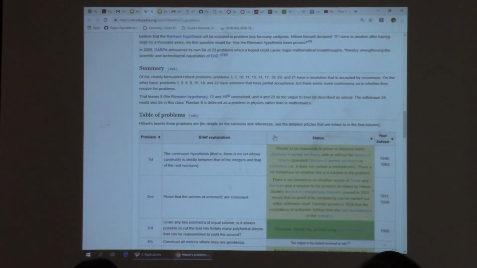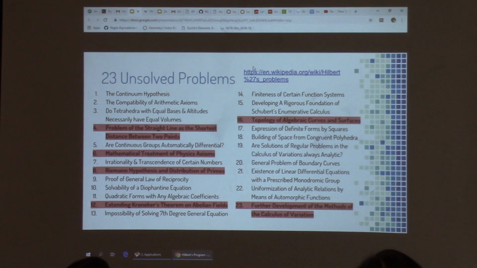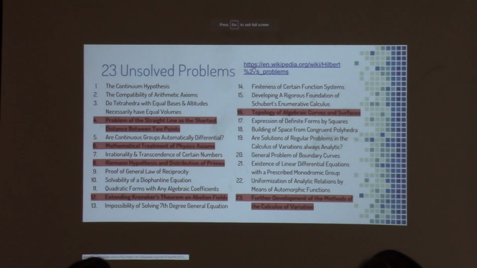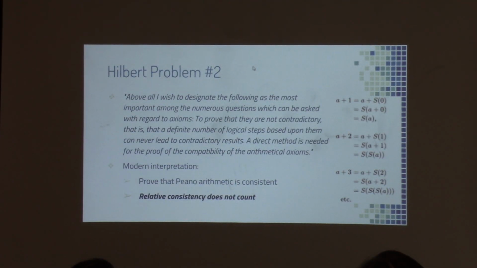Yeah, I mean, this really ended up being a pretty good guess about what was going to happen for mathematics, at least for a couple decades. Cool? Okay, that's when you can check out that list more carefully. All right, continuing. In particular, Hilbert problem number 2.